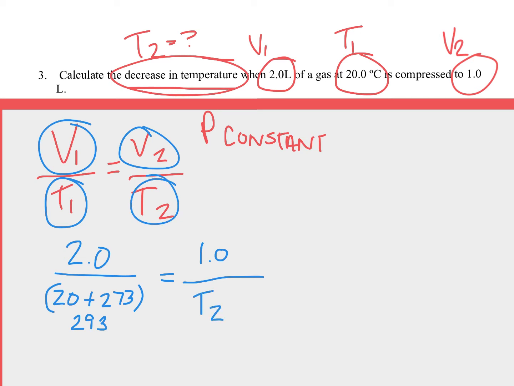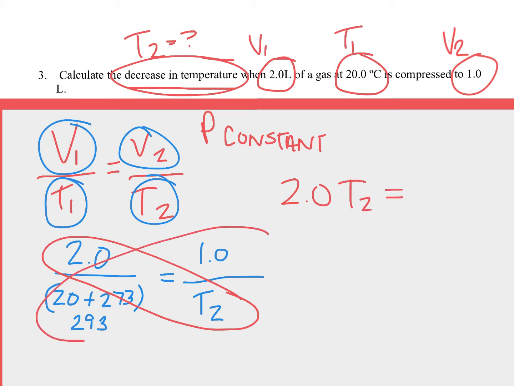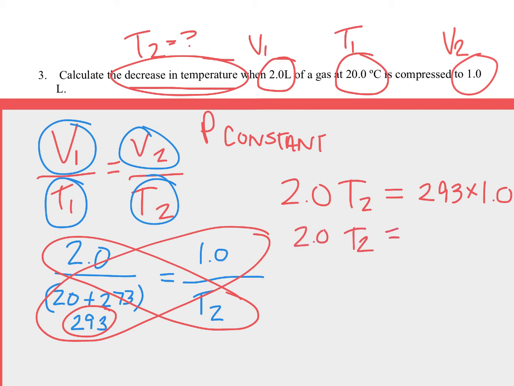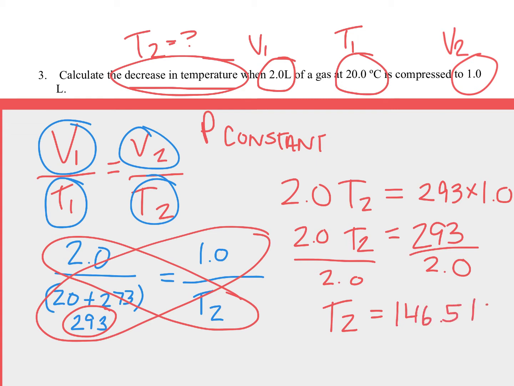So to solve for T2, we could cross multiply, right? So that's going to be 2.0 times T2 equals, and over here's the cross multiply, 293 times 1.0. All right, so let's start simplifying this. 2.0 T2, we can't do anything there. 293 times 1 is just 293. Let's get T2 by itself, so let's divide both sides by 2.0. When you do that, the new temperature should be 293 divided by 2, which ends up being 146.5, and the units are in Kelvin.